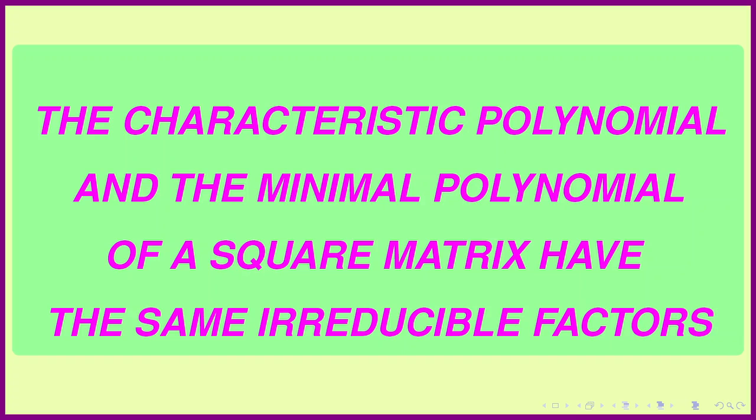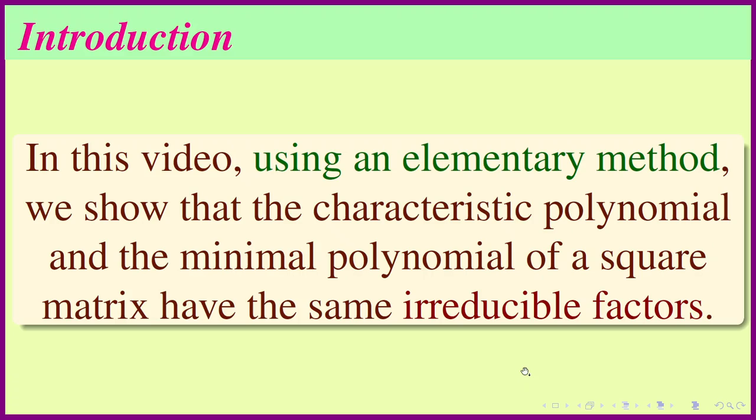After quite some time, I am back again with some purely mathematical content. The title of my today's video is: the characteristic polynomial and the minimal polynomial of a square matrix have the same irreducible factors. So this is a linear algebra topic. In this video, using an elementary method, we show that the characteristic polynomial and the minimal polynomial of a square matrix have the same irreducible factors.